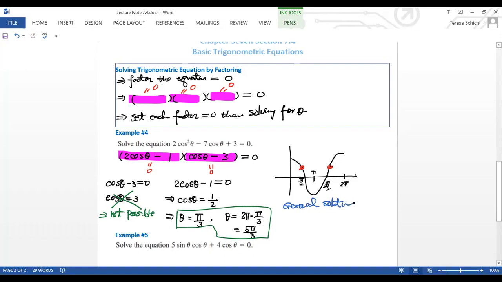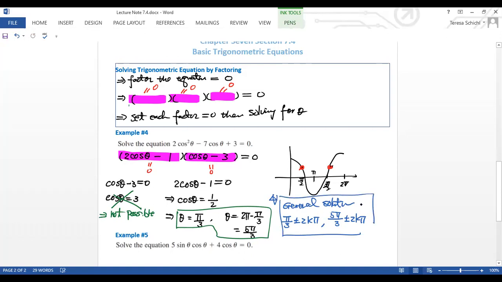So the cosine is what? The period is 2 pi, right? So the general solution will be pi over 3 plus minus 2k pi. Also it will be 5 pi over 3 plus minus 2k pi here, right? So that will be our solutions here.